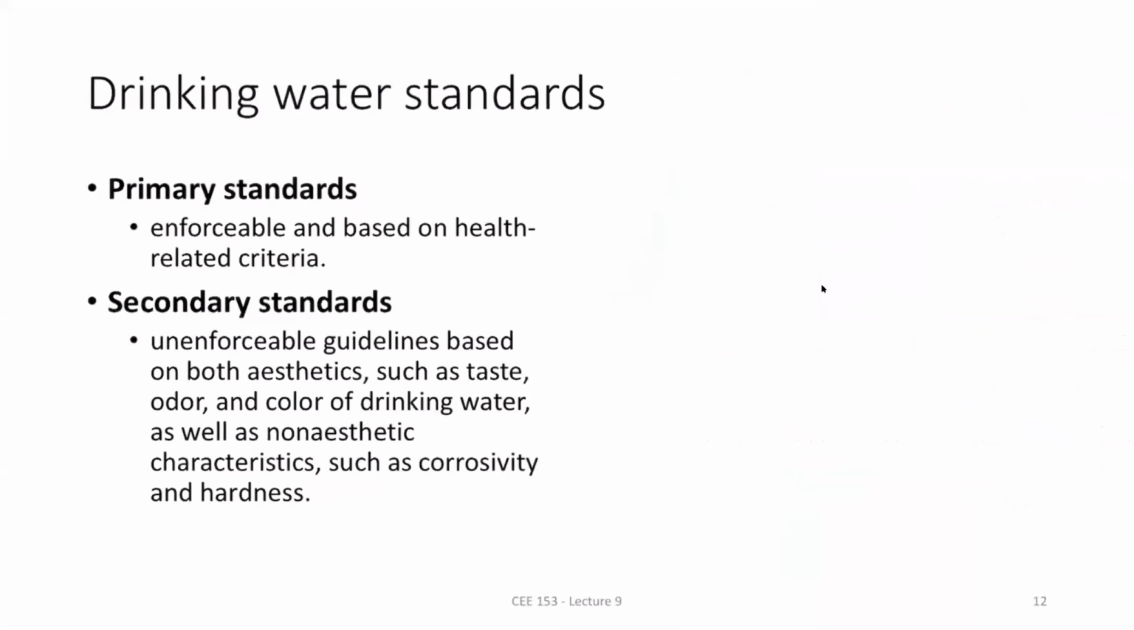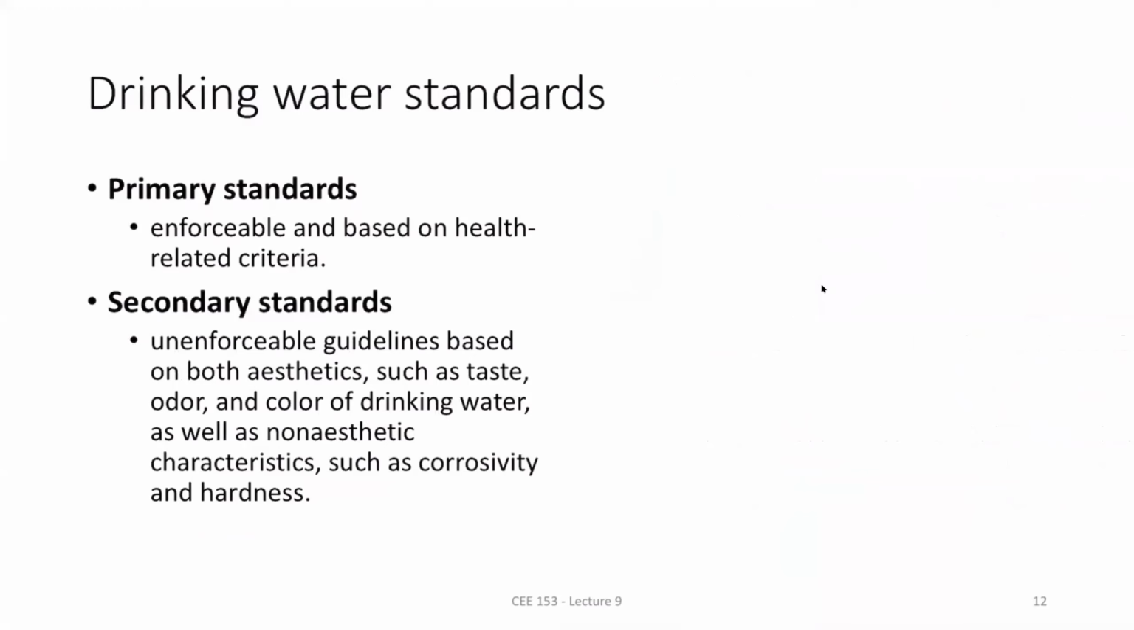And again, as I said, there are two types of standards. One is the primary standard, which is enforceable, and that's based on health-related criteria, because certain types of pollutants cause health effects. Those are primary standards. But the secondary standards are unenforceable. The reason is they are based on aesthetics. They don't have a serious health effect, like taste. If you don't like the taste of water, they should do something about it, but it doesn't really cause that much harm. That's why it is not enforceable.